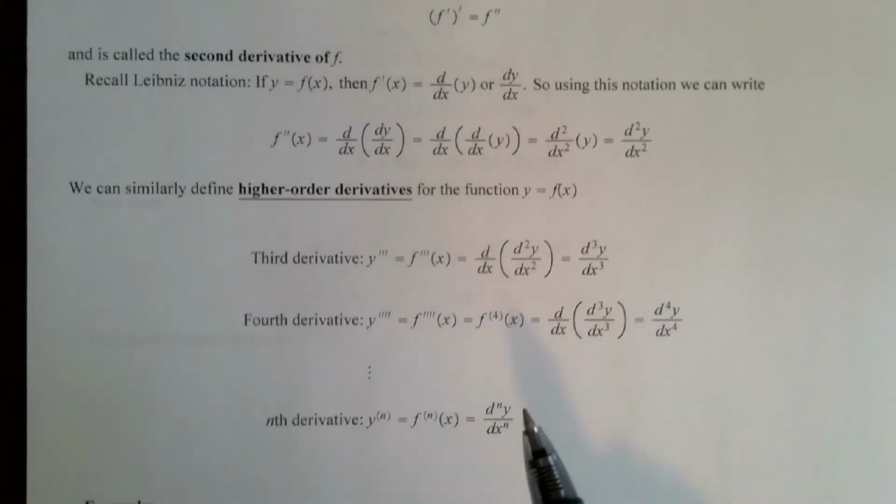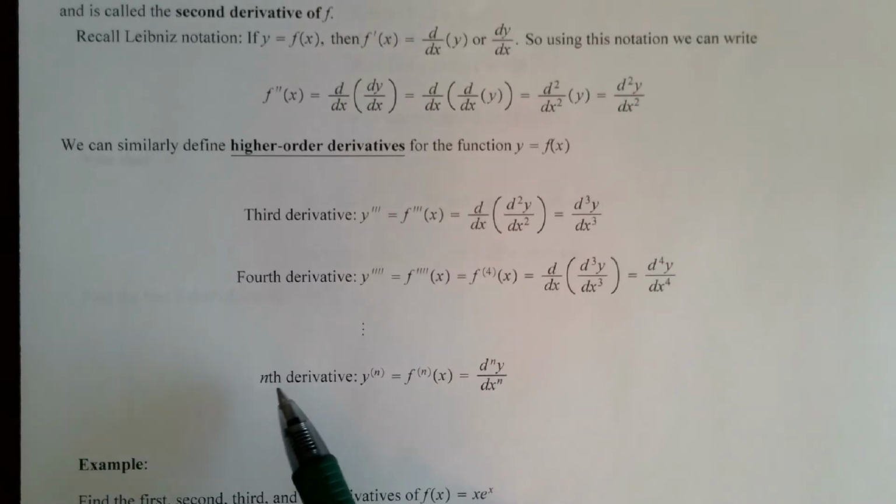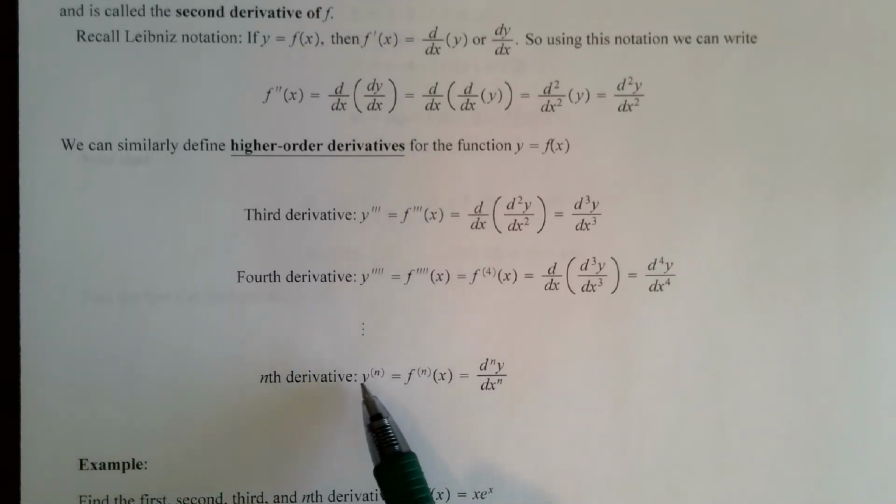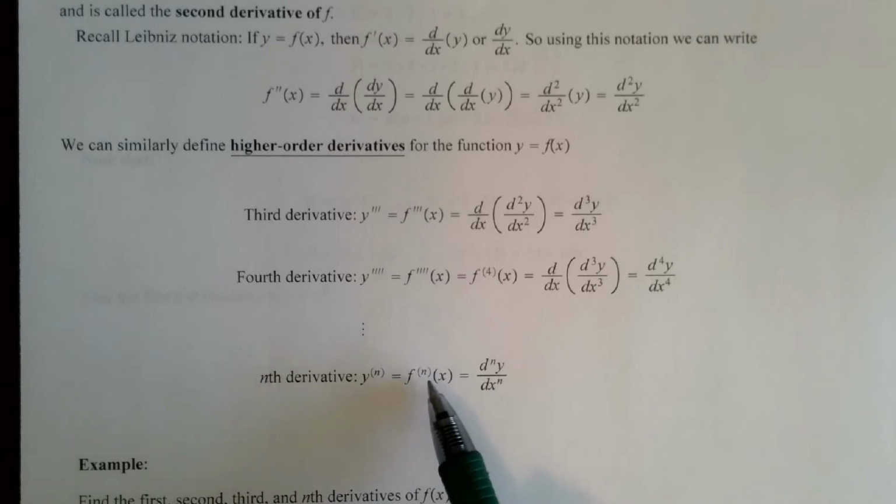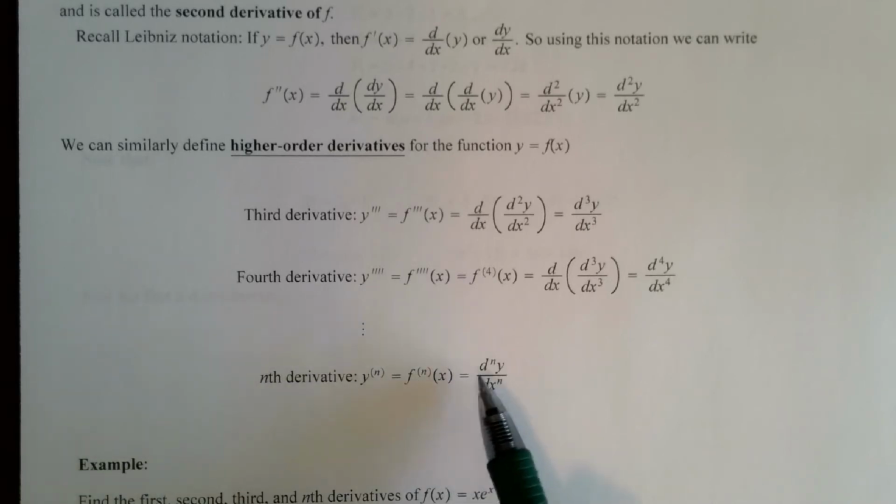And this process can continue, and sometimes we talk about the nth derivative of the function y. That would be denoted this way. Notice the parentheses have to be around it, otherwise it means y to the nth power. Here's the nth derivative with the function notation, and of course the Leibniz notation.